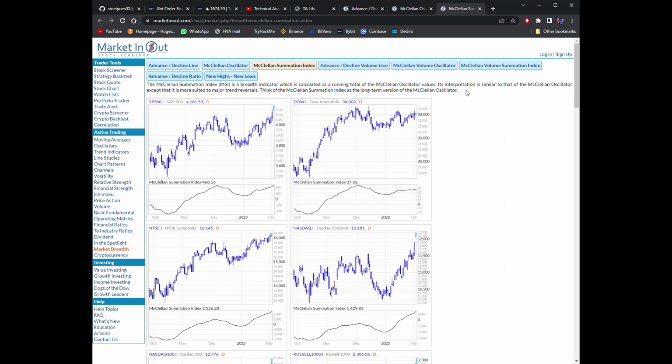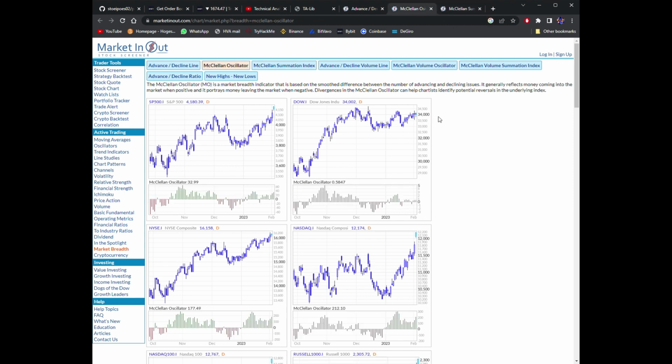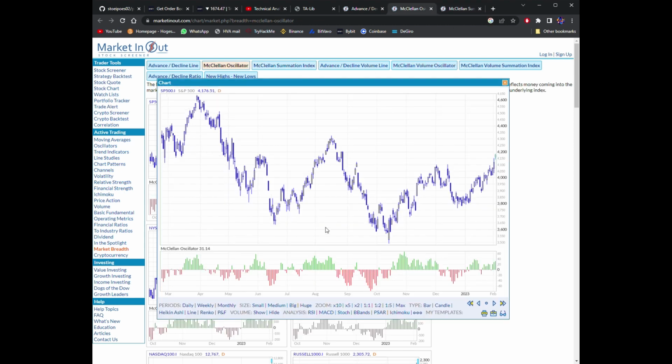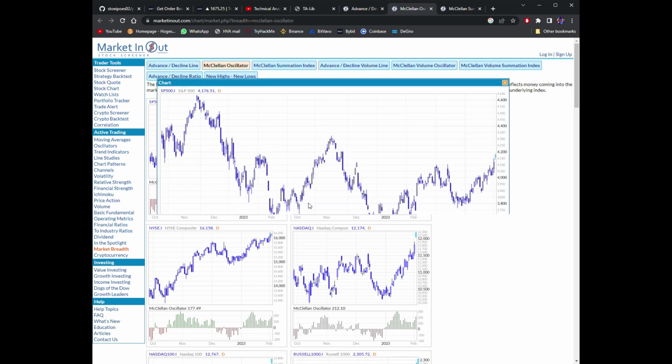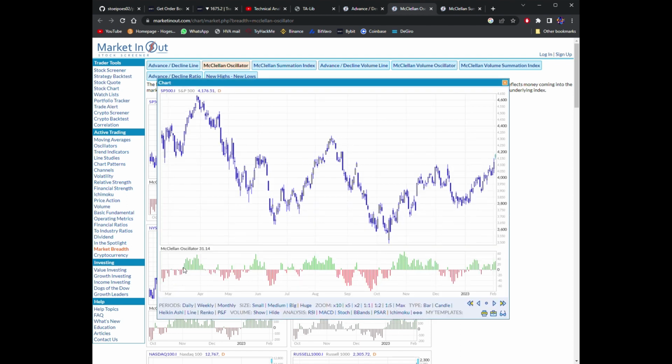Then we have the McClellan summation, and this was basically a smoother version of the McClellan oscillator. And when you look at the McClellan oscillator, sorry, what was it about? Oh yeah, advancing and declining stocks. So of course there will be more advancing stocks here, and this is on the S&P 500, but it doesn't necessarily have to be reflected in the chart. Let me just look for some extreme where it's just not happening at all.